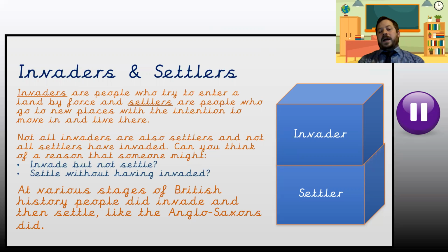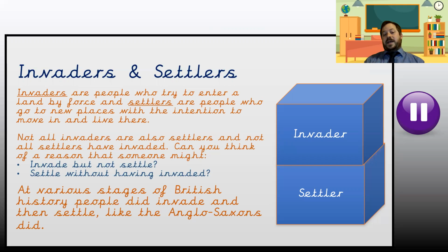But normally, if an invader just invades but doesn't settle, it is because their homeland is still rich. They still want to go back to it, but they're going there to get some riches that they can take back and enrich their homeland. And that's why you get invaders that do that.